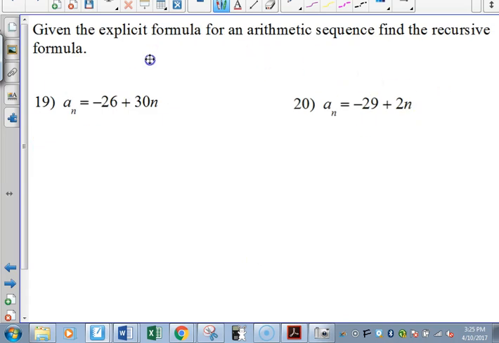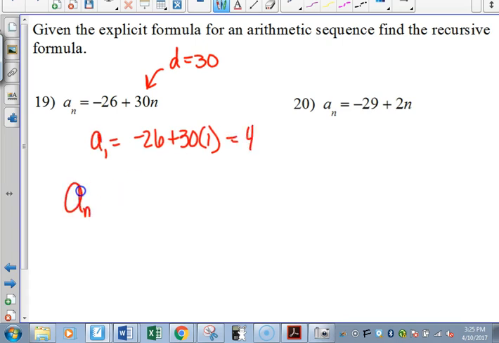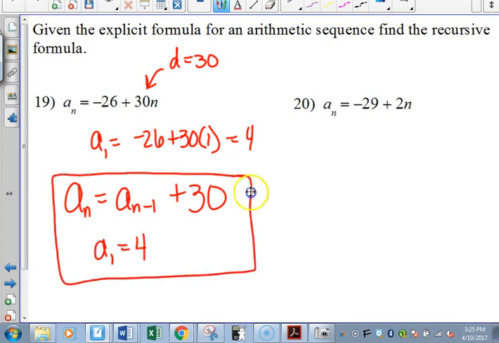All right, given the explicit, find the recursive, okay? Did you recognize anything yet? D is plus 30. And how do you find term 1? Negative 26 plus 30 one time, which is 4. So to write the recursive, you'd say a sub n equals a sub n minus 1 plus 30, where a sub 1 is 4. I'm going to skip the next one, okay? Do you need me to give you time to do the next one?